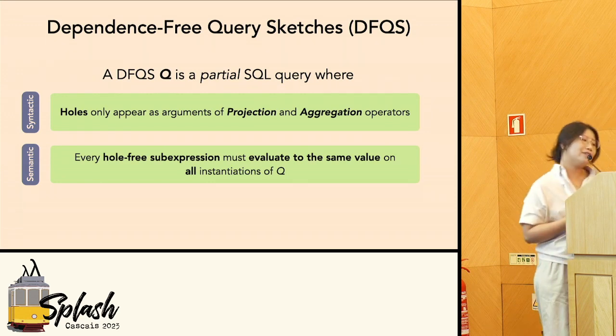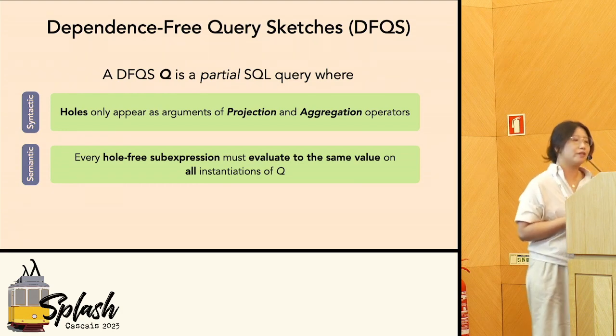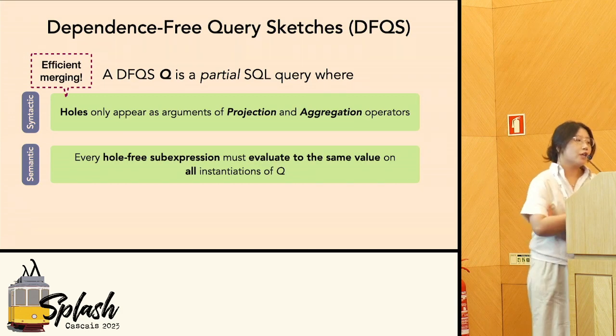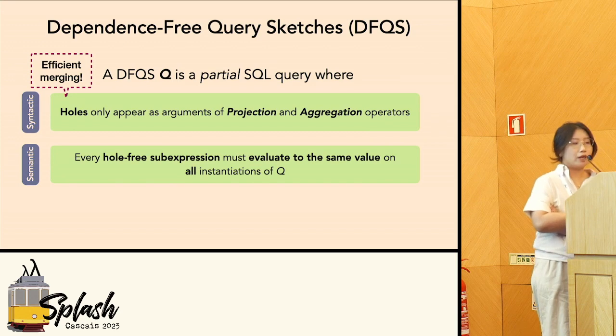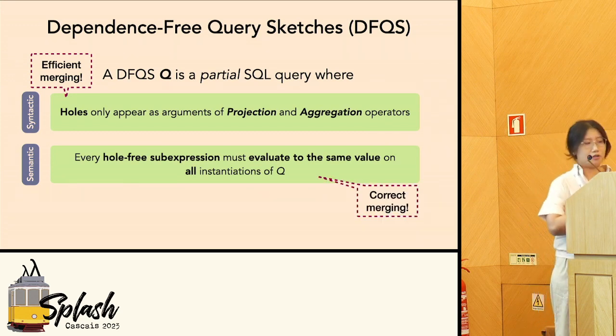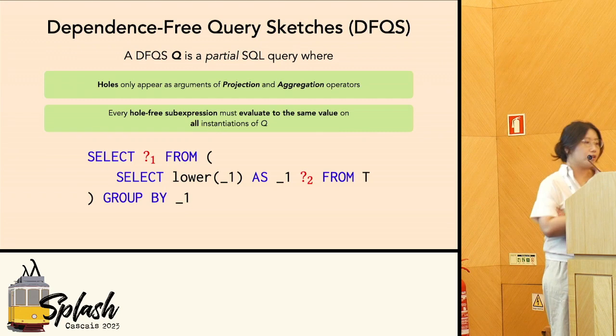While this definition might seem a little bit complicated, each part of the definition serves a key role for our algorithm. The syntactic property ensures that column queries can be efficiently merged into a complete query. Meanwhile, the semantic property is the key to ensure that our efficient merging procedure will always produce the correct complete query. Here you can see a DFQS that is used for our running example. This query has both of the properties listed above.